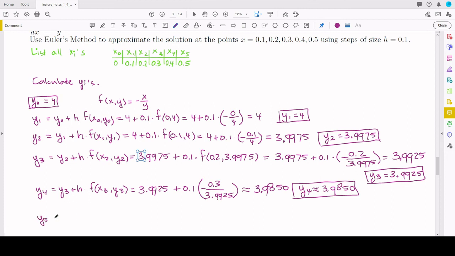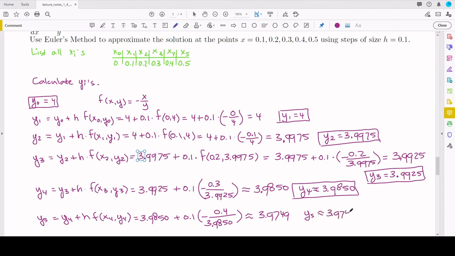And then finally, y5 equals y4 plus h times f of x4 comma y4, and that's 3.9850 plus 0.1 times negative 0.4 over y4 is 3.9850, and that is approximately equal to 3.9749. So y5 is approximately equal to 3.9749.